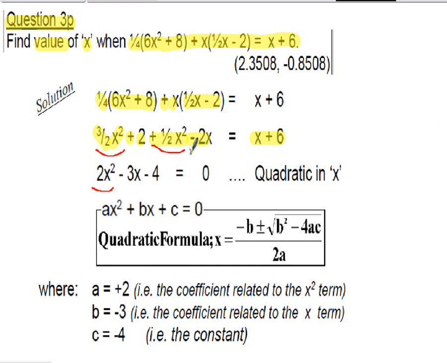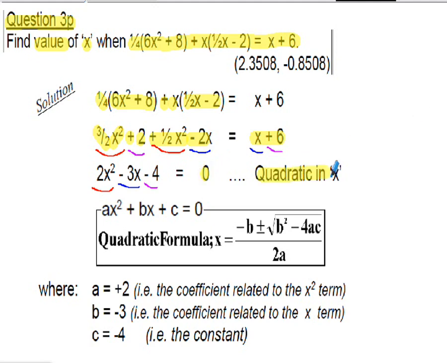Also I've got a negative 2x on the left hand side and a positive x on the right hand side, so if I subtract x from both sides of the equation I will get negative 3x on the left hand side. Finally I've got a positive 2 on the left and a positive 6 on the right, so if I subtract 6 from both sides I will get negative 4 on the left hand side, and that's all equal to 0 on the right hand side.